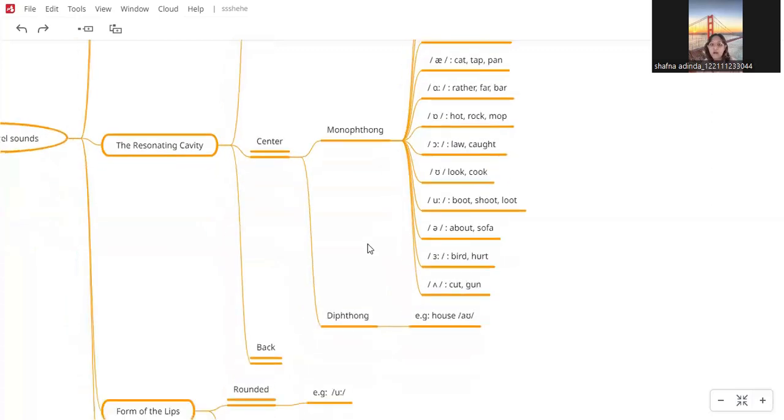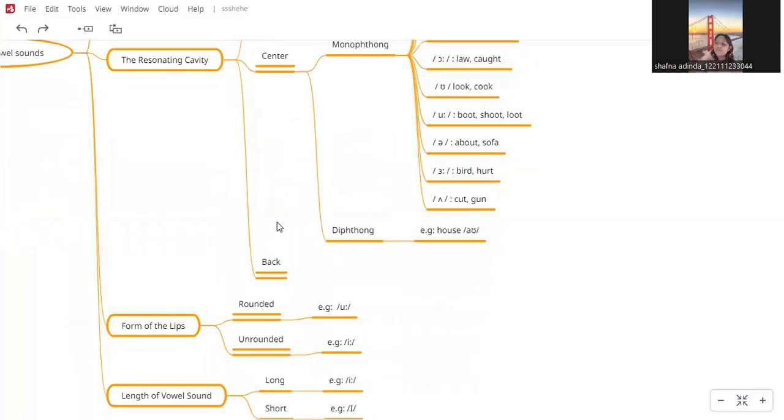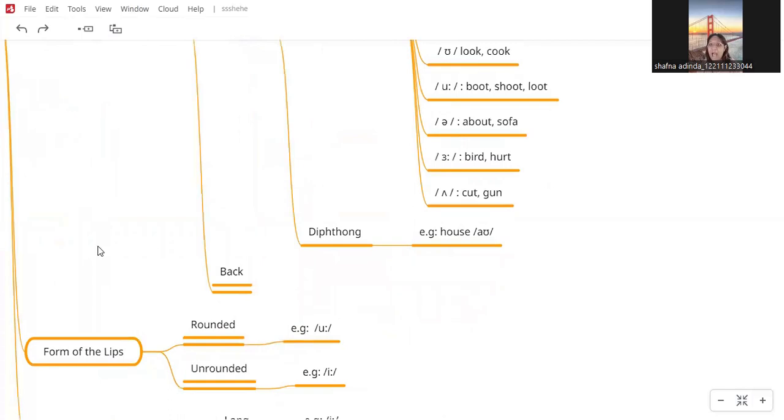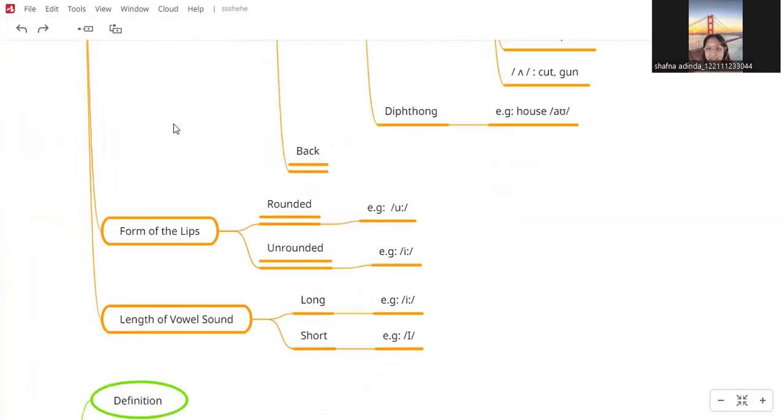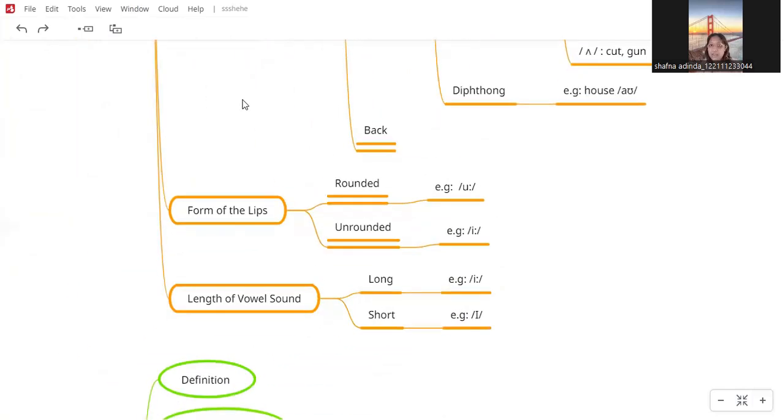And then there is cut, and then there is a movement between one vowel position and another, for example in the word house. And then there is the form, rounded. Rounded is when you make your lips like U or O, when your lips are pursed. And then there is unrounded, which is the opposite of rounded, when your lips are like smiling, as in E. And then there's the length of the vowel sound.